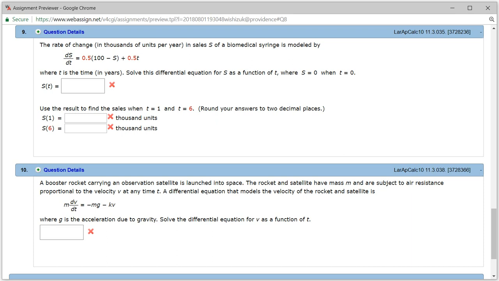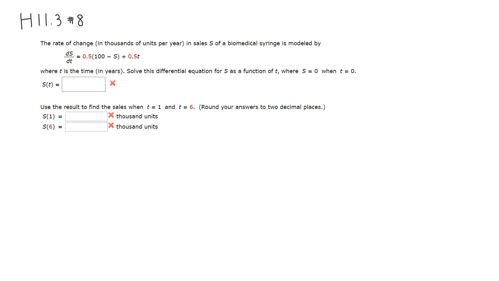Alright, let's look at the homework 11.3, problem number 9. Let's solve this differential equation here. This is a first order linear equation, so I'm going to put it in the standard form.